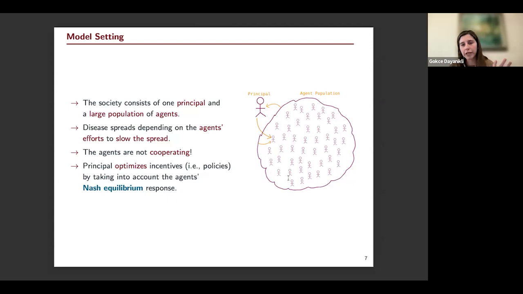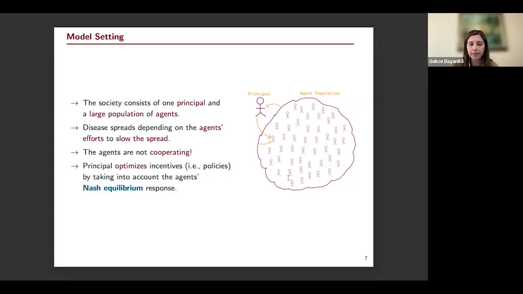These people in the population are going to basically choose their socialization levels, and they are going to show some effort to slow the spread of the illness, and they are not going to be cooperating. This doesn't mean that they are being selfish. It means that they have their own objective function and they are optimizing their own objective function.